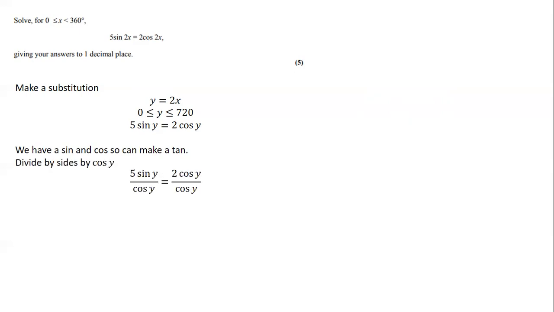So 5 sine y over cos y, and 2 cos y over cos y. On the right-hand side, the cos y's cancel out, and you get 2. On the left-hand side, sine over cos turns into tan. So we get 5 tan y equals 2. Divide by the 5, so tan y equals 2 over 5. Now that's the equation we just need to solve.